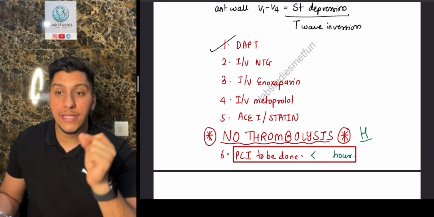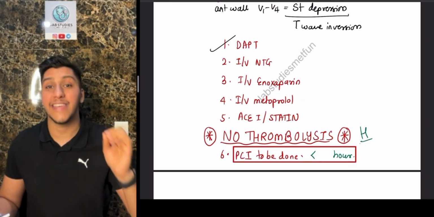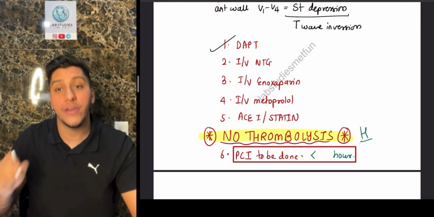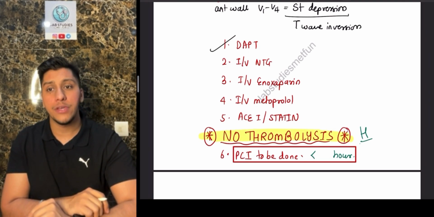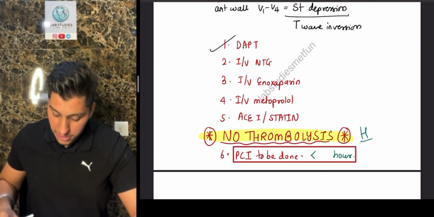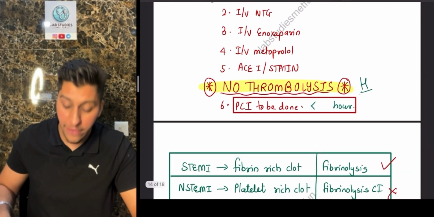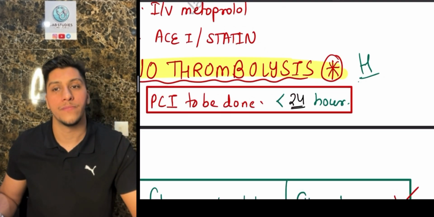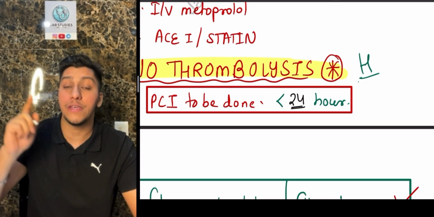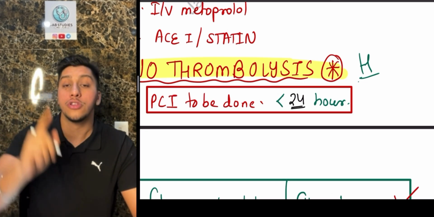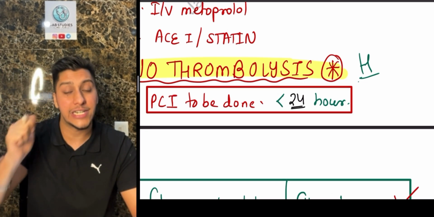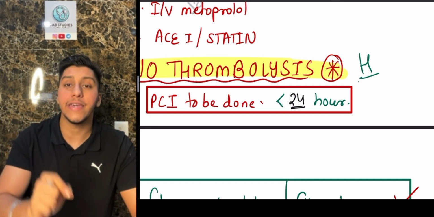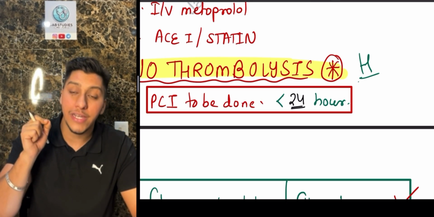The important thing you need to know is that no thrombolysis can be done in case of NSTEMI. A very important topic to understand, and a very important PYQ as well: in NSTEMI you cannot do thrombolysis. PCI you can do, and the time given for the PCI is within 24 hours. I hope you understood this. In STEMI, the PCI should be done within 90 minutes, and thrombolysis within 30 minutes. Here, thrombolysis in case of NSTEMI is contraindicated. PCI in case of NSTEMI is going to be done within 24 hours.